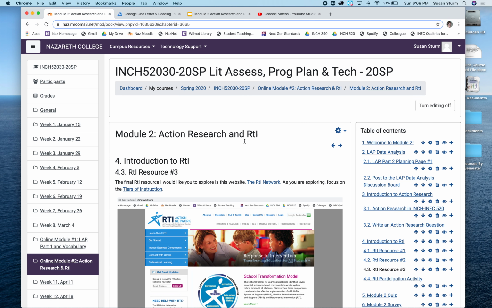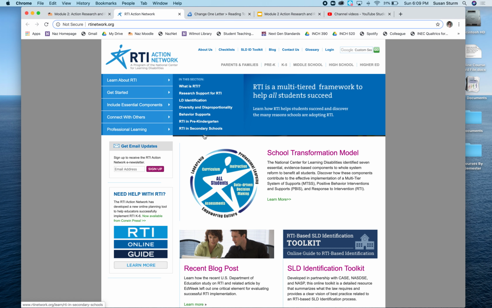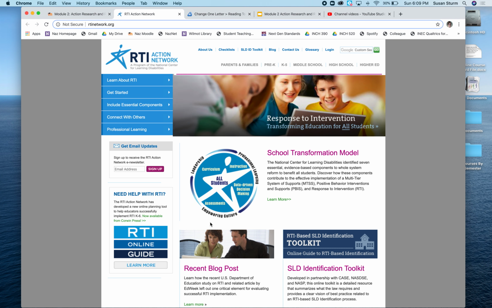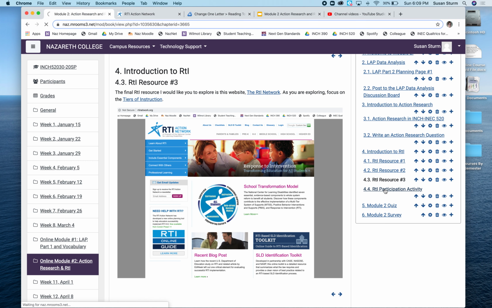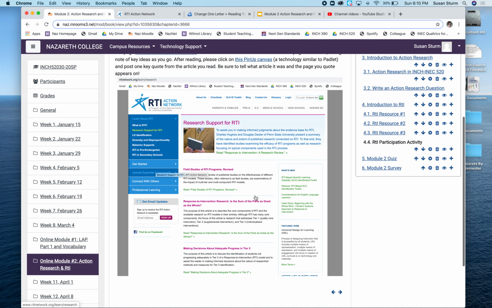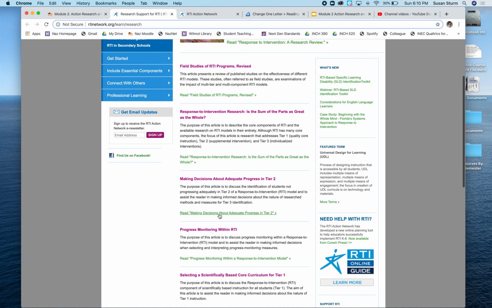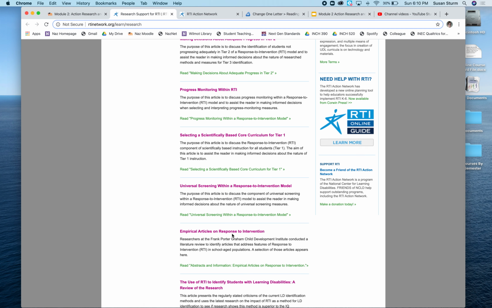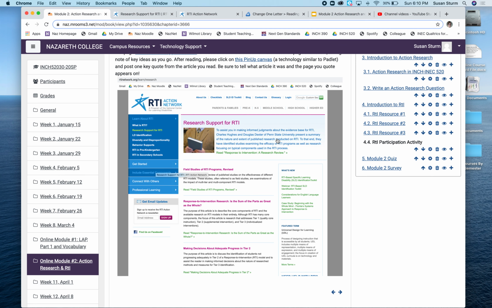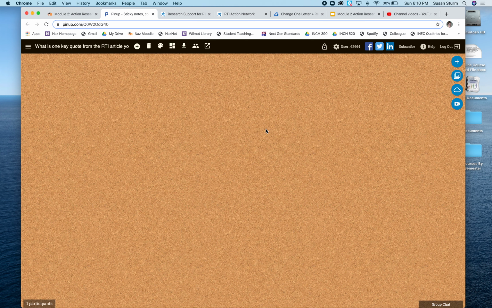Third resource is this one, which is the RtI Action Network. So this is another website I want you to just click through. So first you're just going to explore, look around, see what you find. And then in your participation activity, I'm directing you all to the research part of this website. And I'd like you to each choose one of these articles to read from their research section. And then you're going to respond in a participation activity on this pinup canvas. So pinup is like Padlet, another free application.